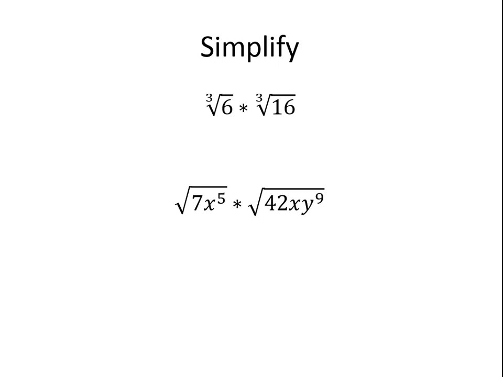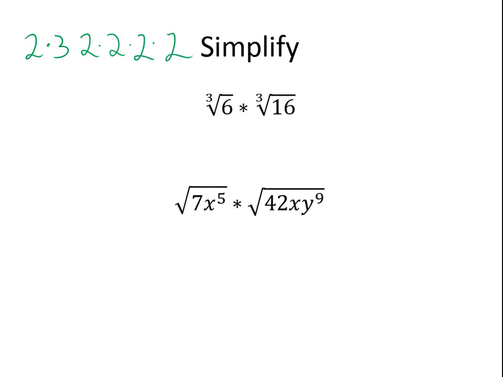All right, now let's look at these. We've got the cube root of 6 times the cube root of 16. Well, 6 can be broken down into 2 times 3, and 16 can be broken down to 2 times 2 times 2 times 2.